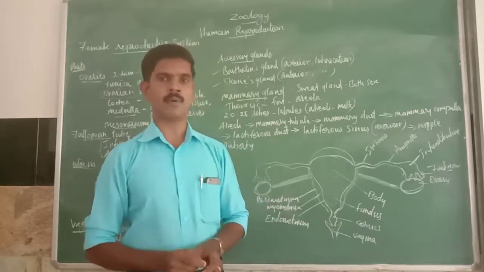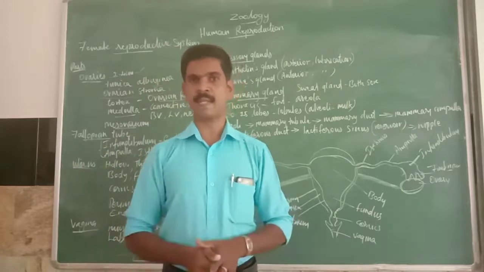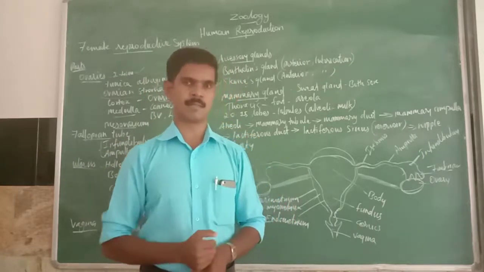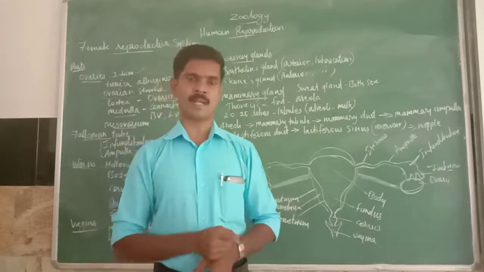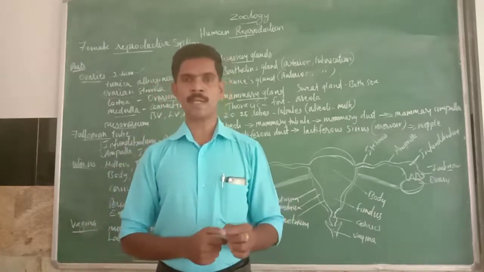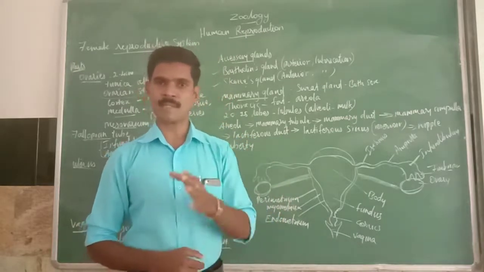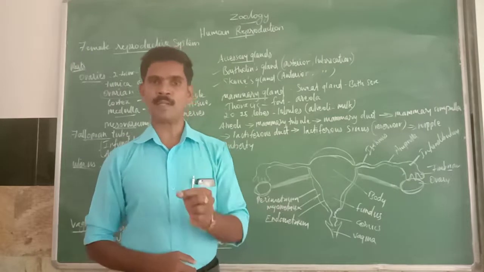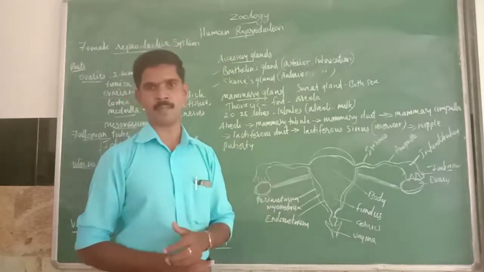But in the male body, this gland's function is not activated. This gland is an inactivated gland. But in the female body, this gland is activated. The mammary gland is otherwise called the milk producing gland. It's a modified sweat gland present in both sexes, but we can see the function only in the female body.